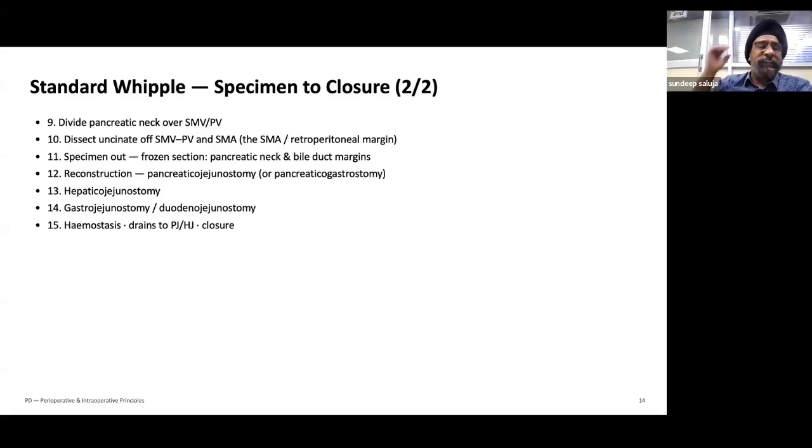When you ligate the GDA, do you close flush to the CHA or do you leave some stump? So we leave some stump. Why do you want to leave the stump? Why are you leaving it? What is in your mind?